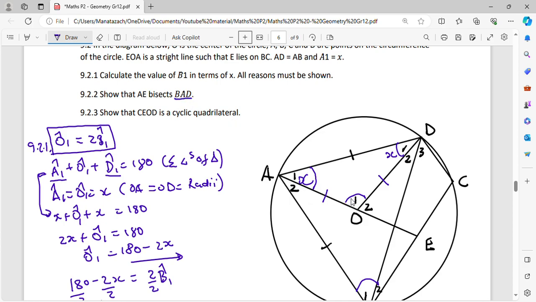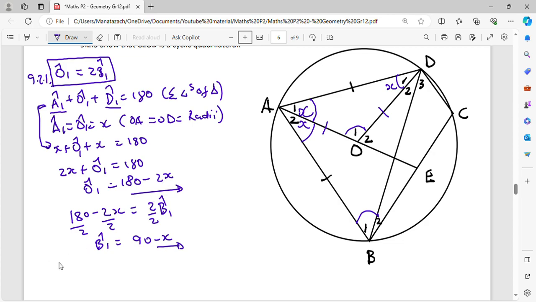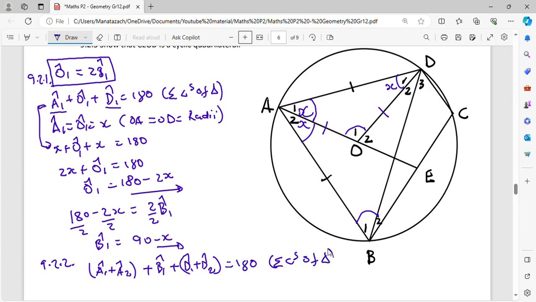So here is AE, here is BAD, right? So we just need to prove that A2 is also equal to angle x, and then AE would bisect angle A in that case. Okay, now let's prove that. Let's write 9.2.2. We can say the whole of angle A, right, which is A1 plus A2 plus angle B1 plus angle D1 plus angle D2, which is the angle D, is equal to 180. Reason: sum of the angles of the triangle.